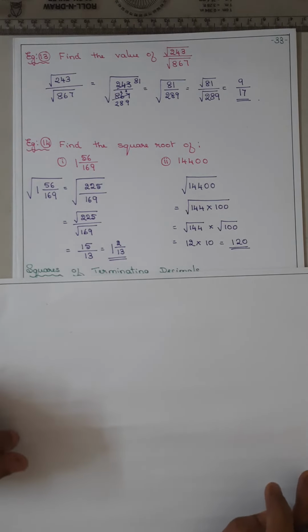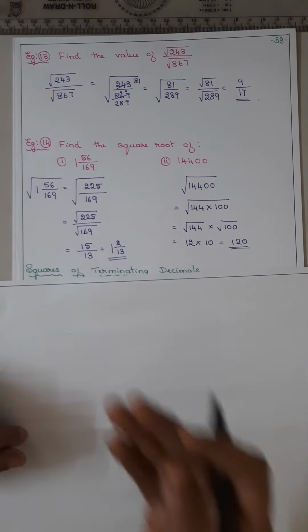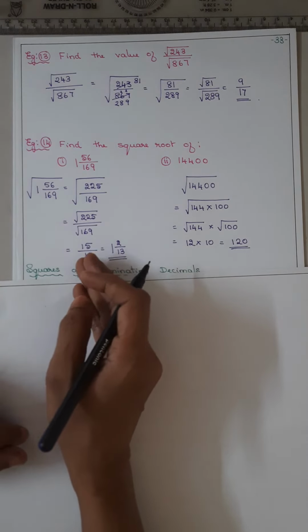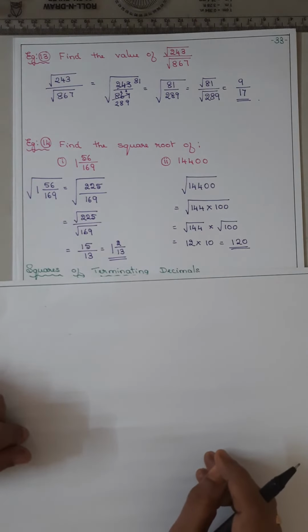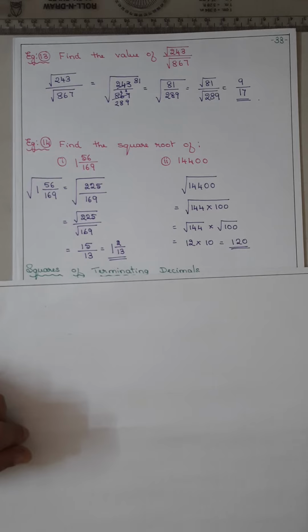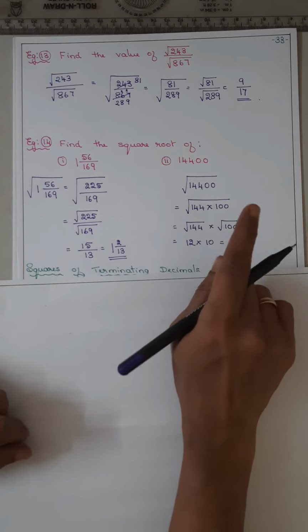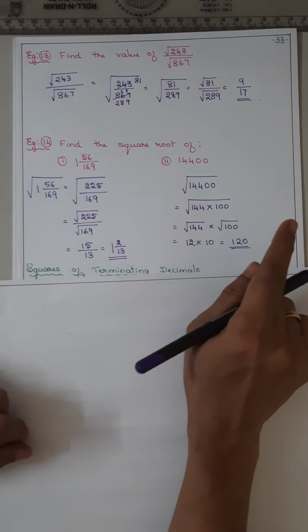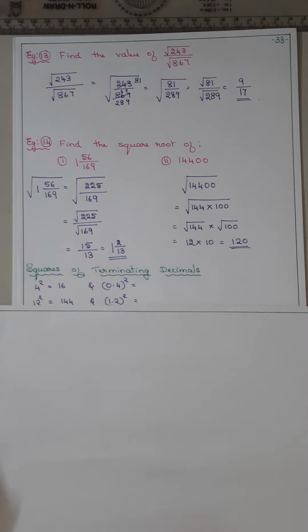Understood? So division, if it is a mixed number, convert into improper fraction and do as above. And here the bigger number you simplify, like if it is in hundreds, then 10,000s and all. So you do like this and find out the value.